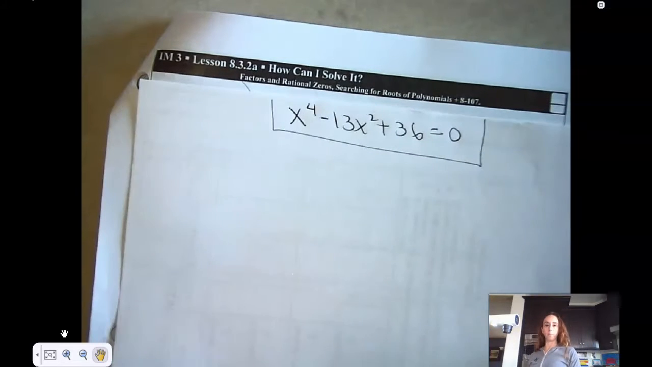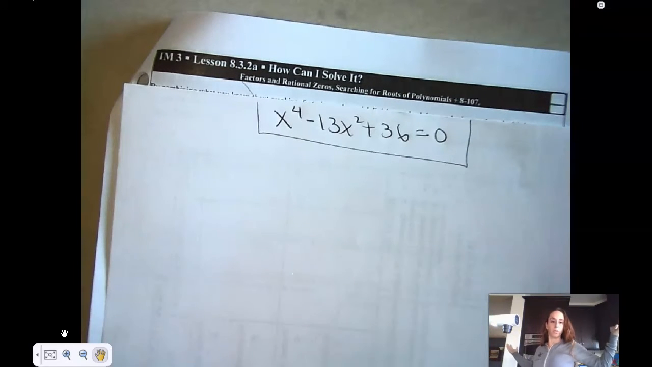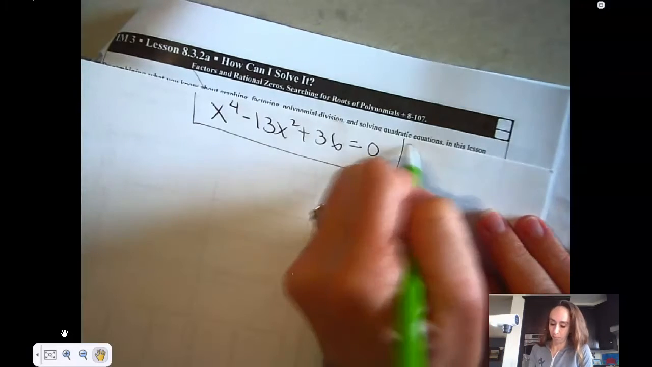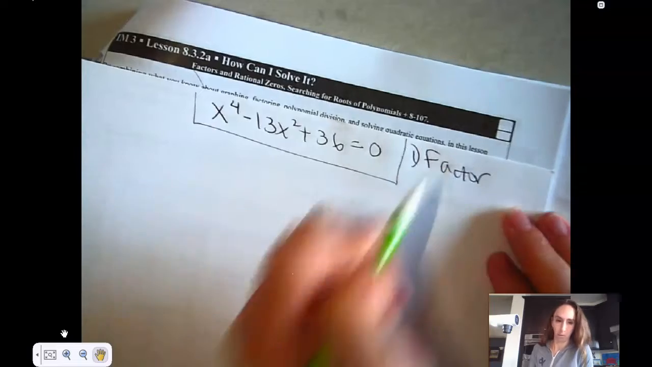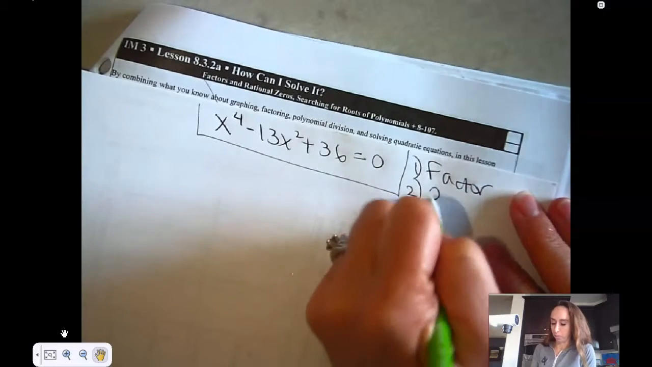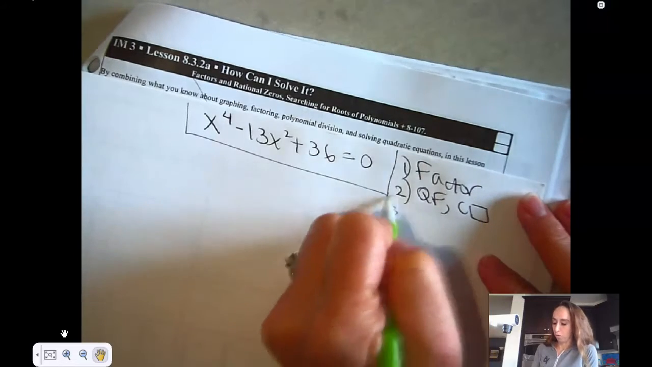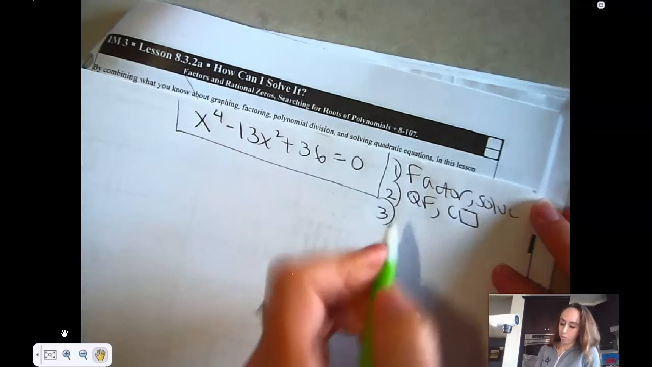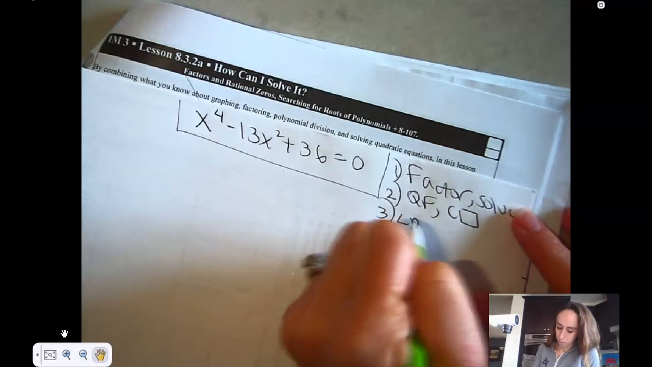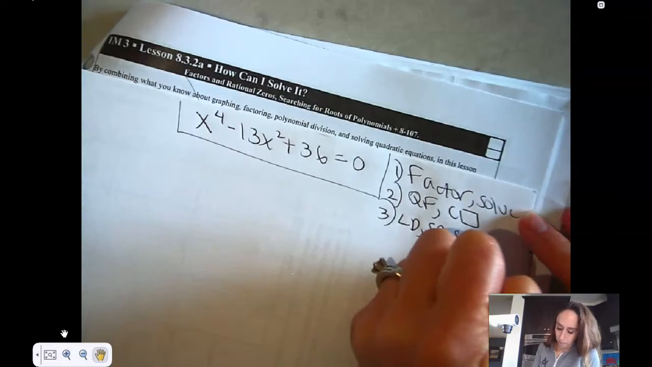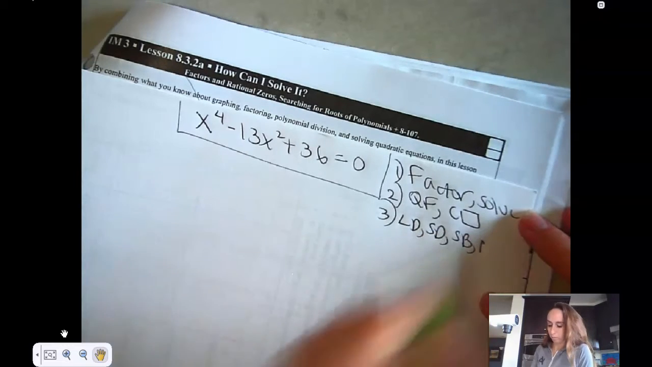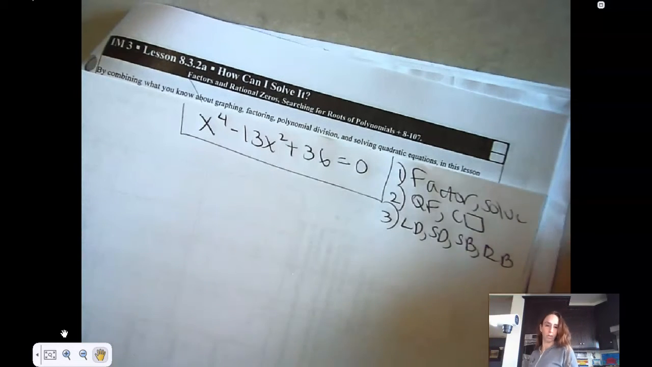So now I'm going to give you a problem like this. And I'm going to say find the roots. And you can find it any way you want. You can find it by factoring. You can find it by doing the quadratic formula or completing the square. You can, factoring and then solving. You can use long division, synthetic substitution, and the backwards box. What did I say? Reverse box. You can use all sorts of ways to do this.